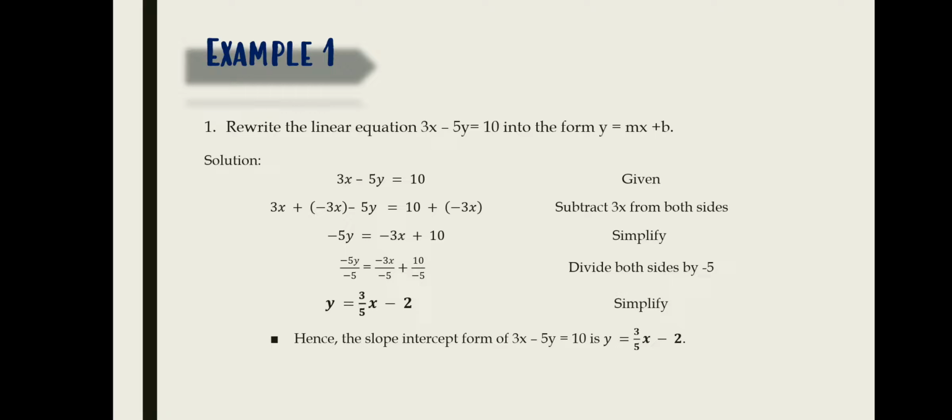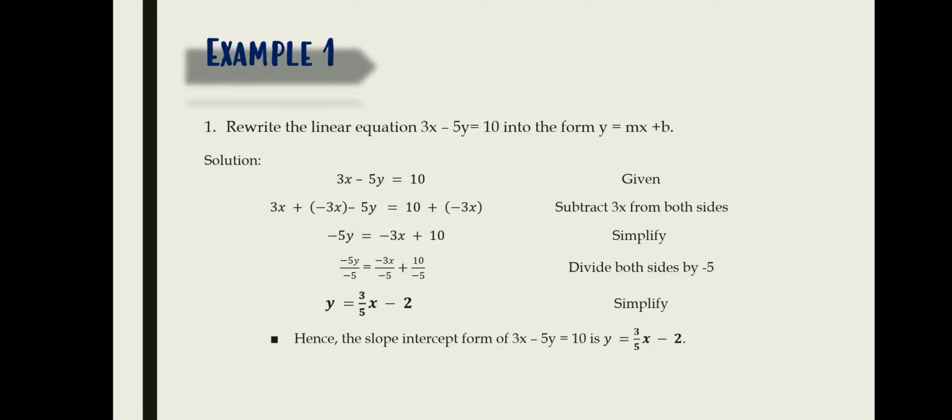For our example number 1, rewrite the linear equation 3x - 5y = 10 into the form y = mx + b. First, rewrite the given 3x - 5y = 10. And then, subtract 3x from both sides, so we will have 3x + (-3x) - 5y = 10 + (-3x). And then, simplify.